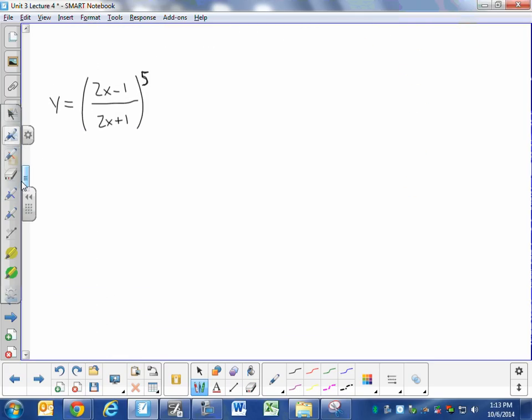All right, look at this one. Now, this is a rule and a rule. These are two rules here. But which rule do we do first? The chain rule goes first. The outside function is the x to the fifth. The inside is the quotient. So the derivative would be the derivative of the outside first, leaving the inside alone. Don't forget to subtract 1. Times the derivative of your inside.